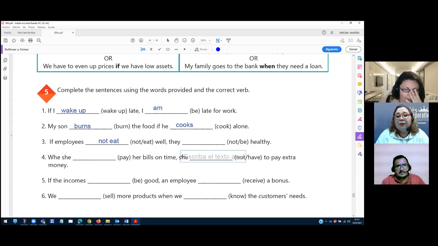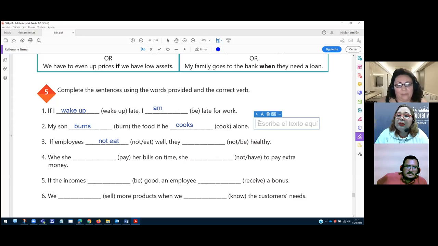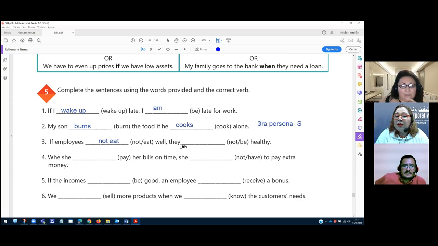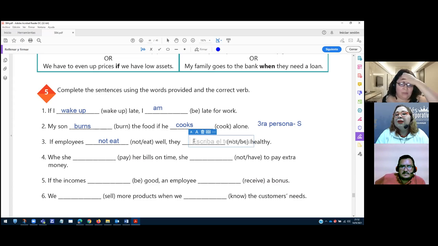Ya vamos para la 3 porque las otras quedaron resueltas allá. Teacher, ¿por qué le pusieron la S aquí? Porque es tercera persona y en el presente simple a la tercera persona se le agrega la letra S al verbo. Teacher, en este caso, not be, stay. ¿Qué usamos para el negativo, Carlos Eduardo, en el presente? ¿Cuál auxiliar? Puede ser don't. Do not, don't, or does not.